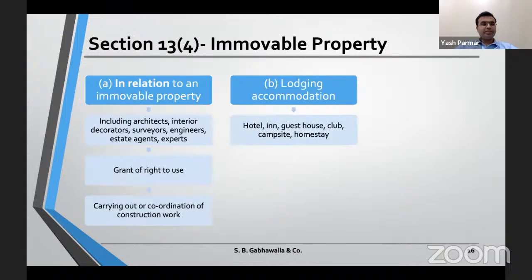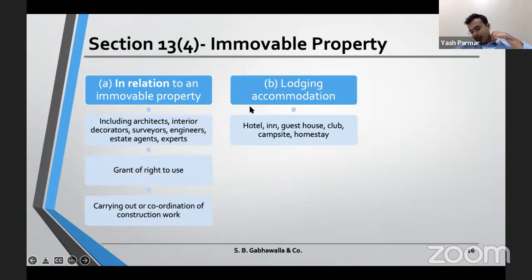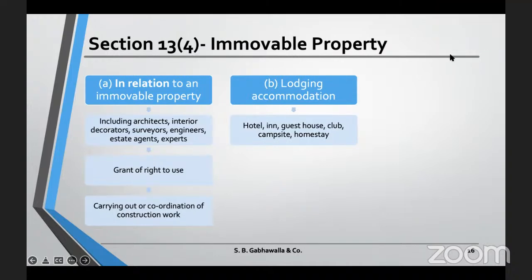Next, we will deal with section 13, subsection 4, which deals with place of supply of services in case of international transactions.